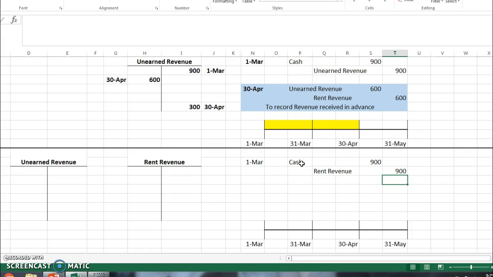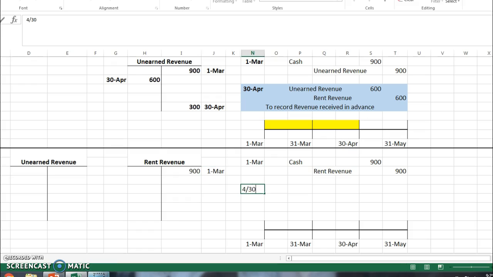So now wait a second. We didn't earn the revenue yet, and we know according to GAAP that we can't recognize any revenue until it's been earned. But what we're going to do at the end of the period on April 30th, our adjustment will reflect the correction of this right here. So instead of, as we did up here, crediting unearned revenue, we're going to go with this method, crediting rent revenue. Okay, so we'll come over here and post that amount on March 1st to our T account. Rent revenue was credited for $900.